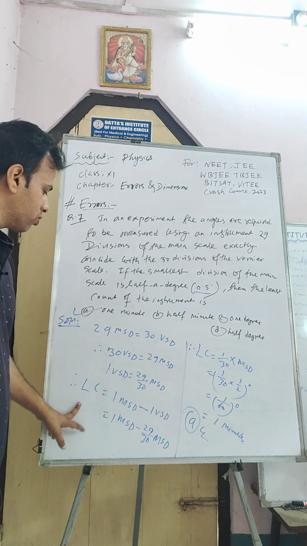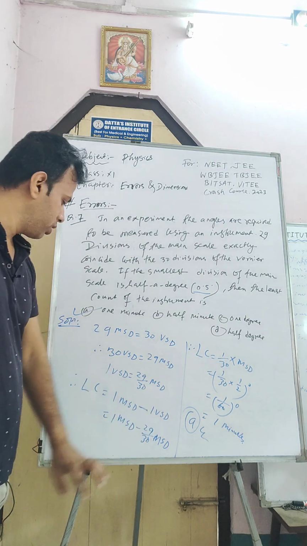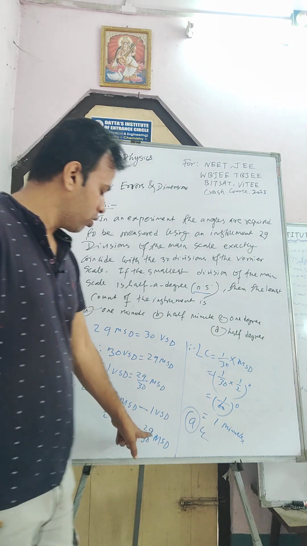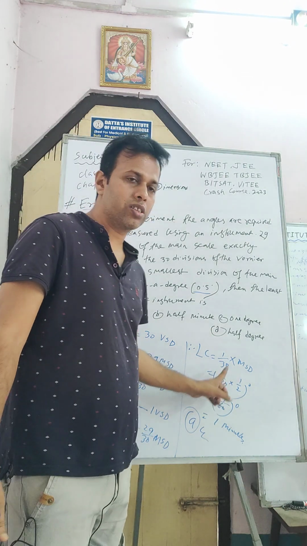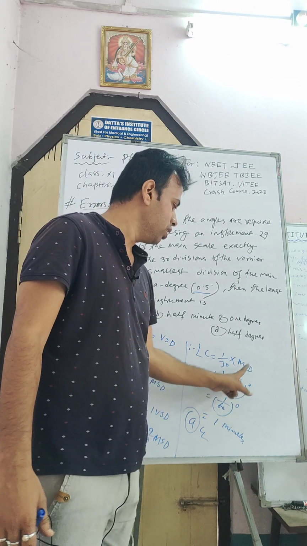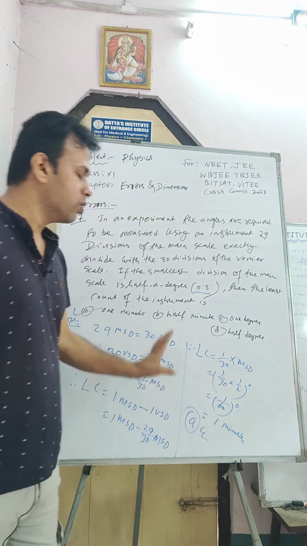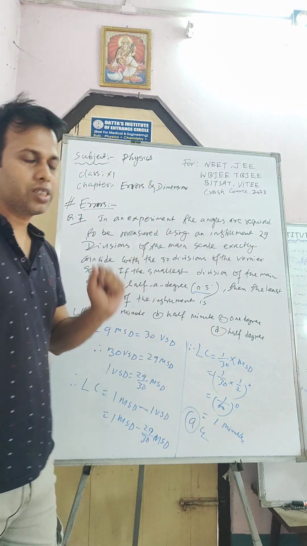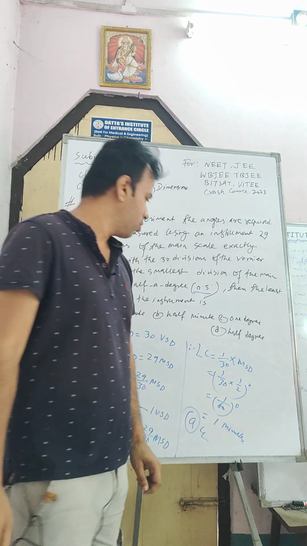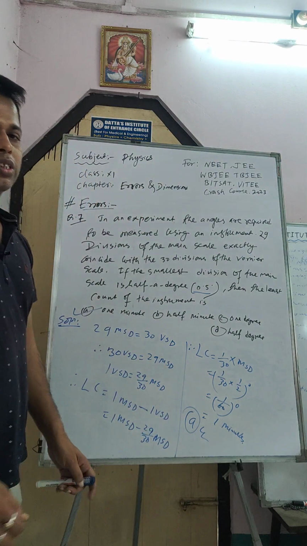So the least count will be 1 MSD minus 1 VSD. So 1 VSD is 29 by 30 MSD. After taking the LCM, it becomes 1 by 30 MSD. So 1 by 30 into 1 by 2 will be 1 by 60 degree. And 1 by 60 degree is what? 1 minute. Okay, so option A is the correct answer here.